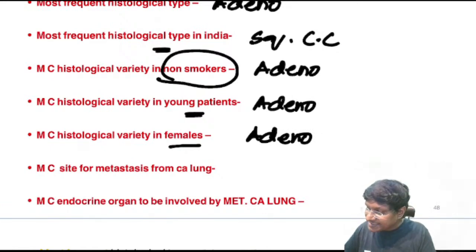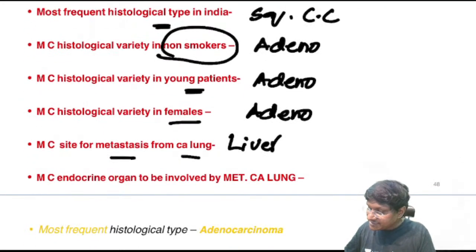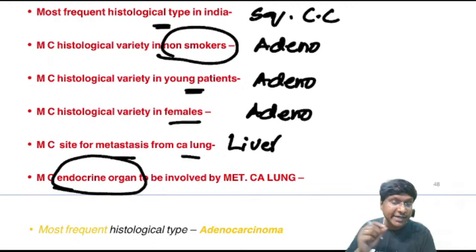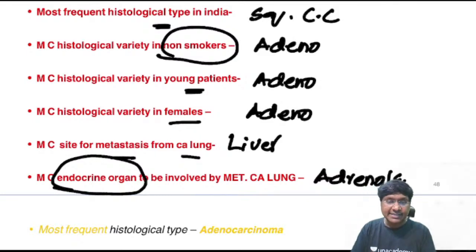What is the most common site for metastasis from carcinoma lung? That will be the liver first. But if the question asks for an endocrine organ, the most common endocrine organ involved by metastasis of carcinoma lung will be the adrenals.